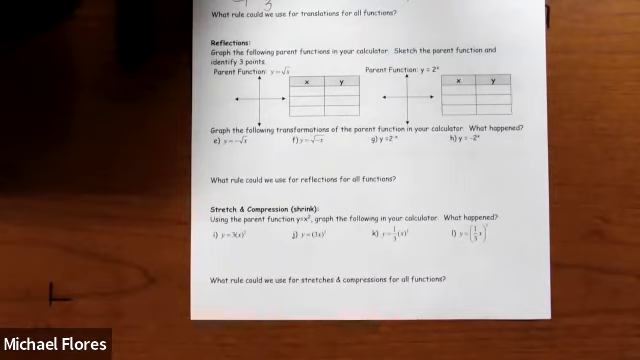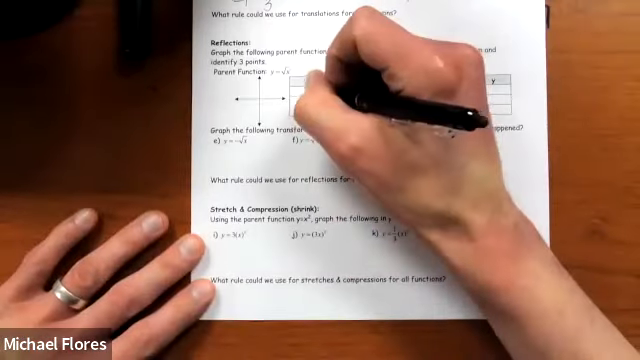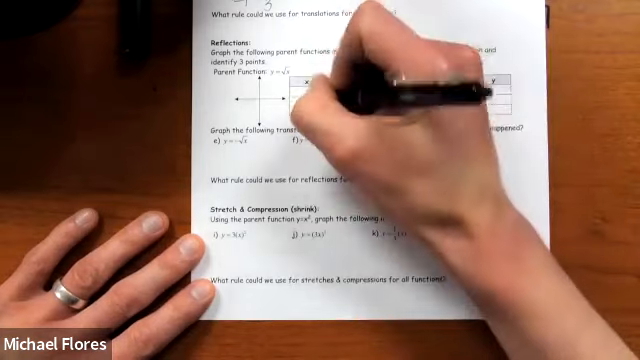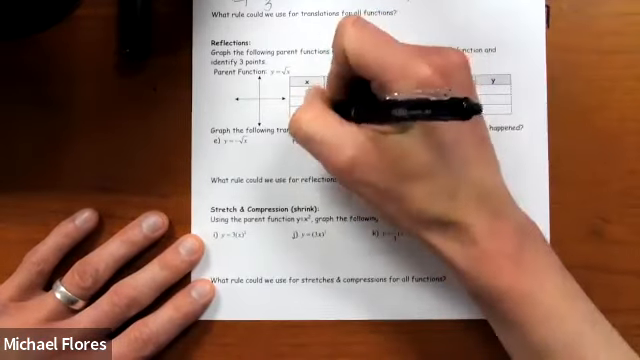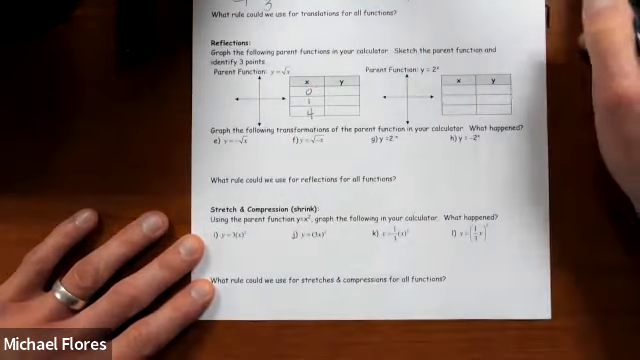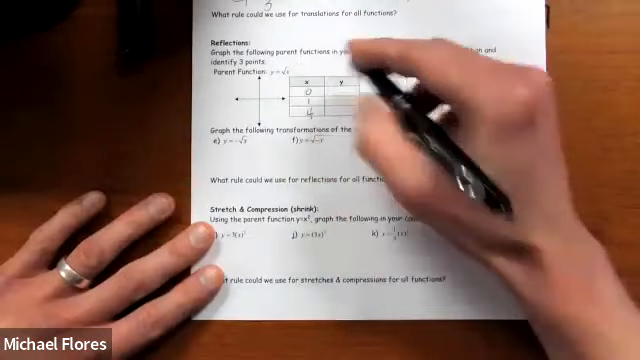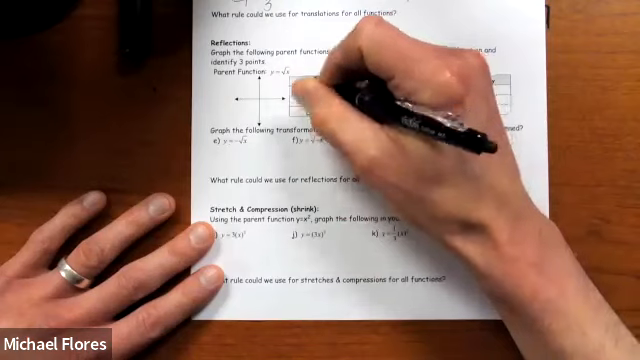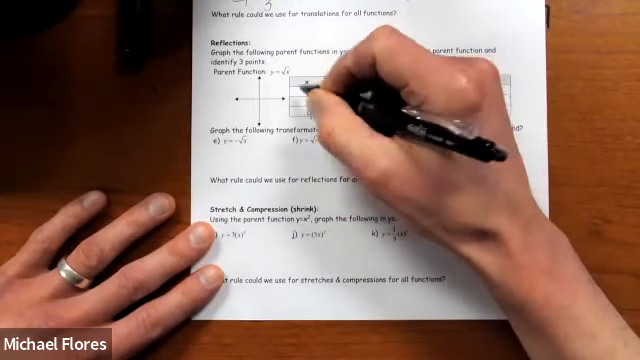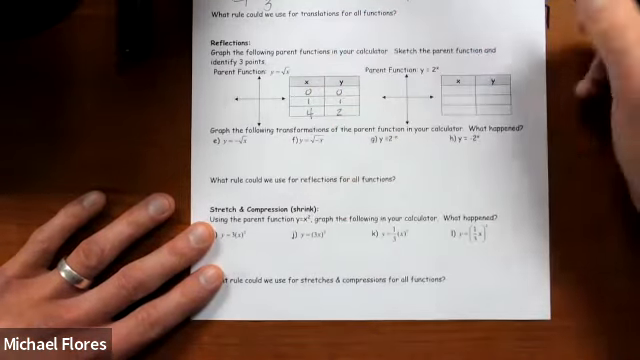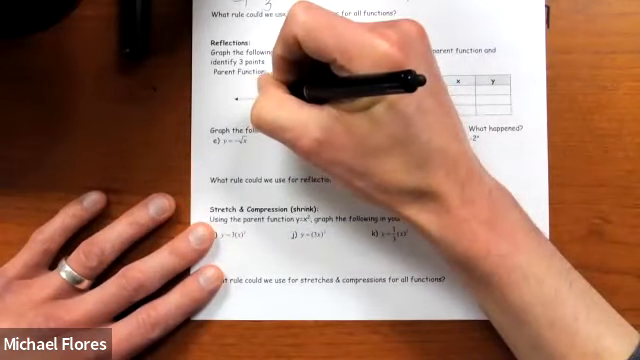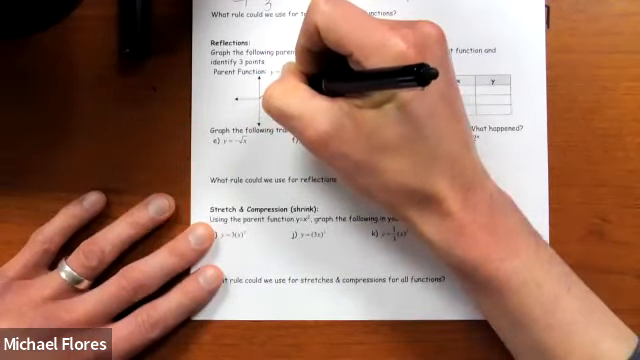Okay, reflections. Graph the following parent functions in your calculator. Sketch the parent function and identify 3 points. Let's see, for our square root function, I'm going to use x values of 0, 1, and 4, because we're dealing with the square root. So I'm going to pick perfect squares. The square root of 0 is 0. The square root of 1 is 1. The square root of 4 is 2. If you were to plot that and then continue it on, it would look something kind of like that.